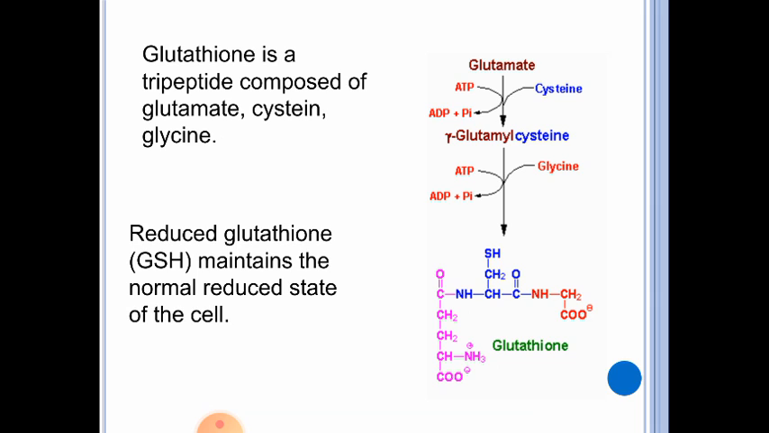For example, glutathione is a tripeptide composed of glutamate, cysteine and glycine amino acids, and reduced glutathione, that is GSH, maintains the normal reduced state of the cell. Only in the normal reduced state of the RBC cells can the normal functioning, the transport of oxygen, be done. So reduced glutathione maintains the normal reduced state of the cell, which helps in the RBC membrane integrity.